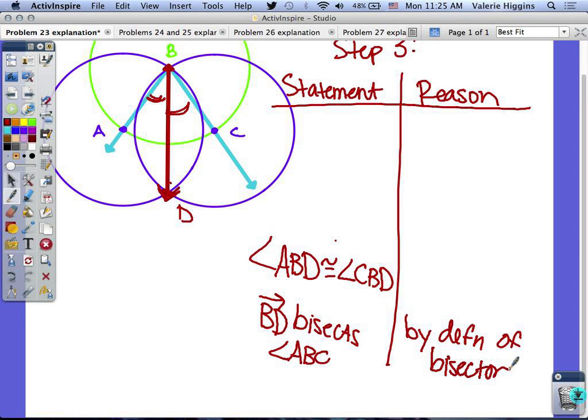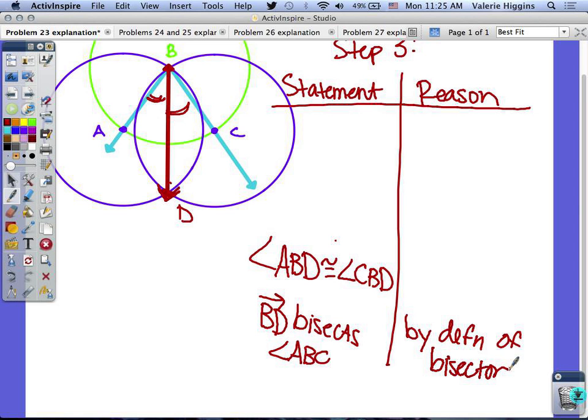By definition of bisector, right? Isn't that what the definition of bisector is? Ray BD bisects ABC if angle ABD is congruent to angle CBD, if it cuts it into 2 congruent angles. If I can say that these 2 are congruent, then I can say it's a bisector by definition of bisector. So we want to get to the point where we can say that these 2 angles are congruent. But we're not there yet.